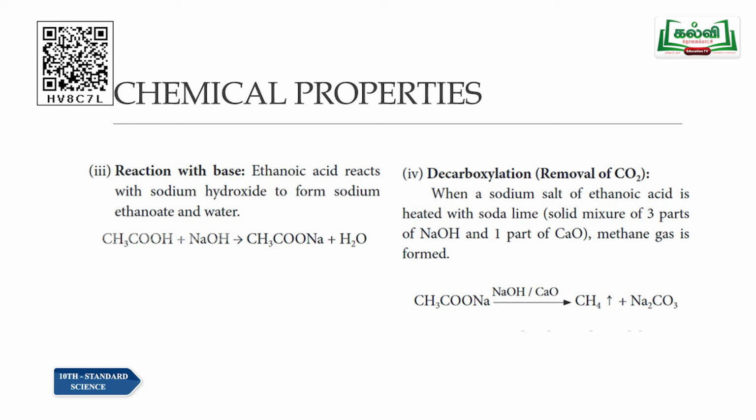It is a mixture of 3 parts of sodium hydroxide and 1 part of calcium oxide. So, when a mixture of sodium acetate and soda lime is heated, we get the formation of methane. Methane is given by the formula CH4, and the byproduct is sodium carbonate. This reaction is called decarboxylation. Decarboxylation means removal of carbon dioxide. So, these are a few reactions of ethanoic acid.